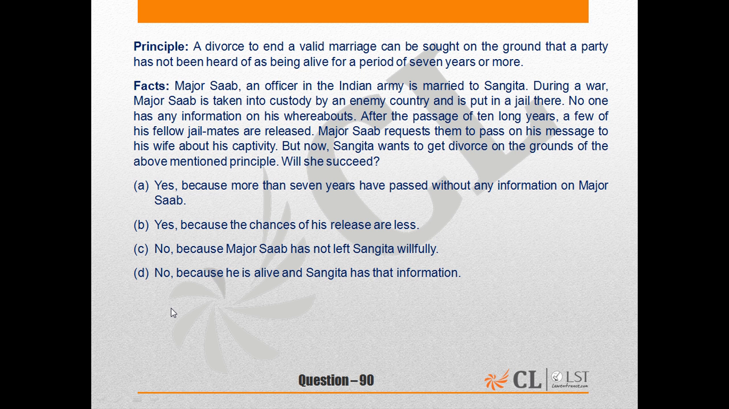So he requests them to pass the message to his wife about his captivity, that he's alive and he's living, but he's being a captive. But now, that is after listening to his jailmates who were released, it says, but now Sangeeta wants to get a divorce on the grounds of the mentioned principle. So up till now she was fine, but now once she's got to know that he is in such a position, now she wants to get a divorce.